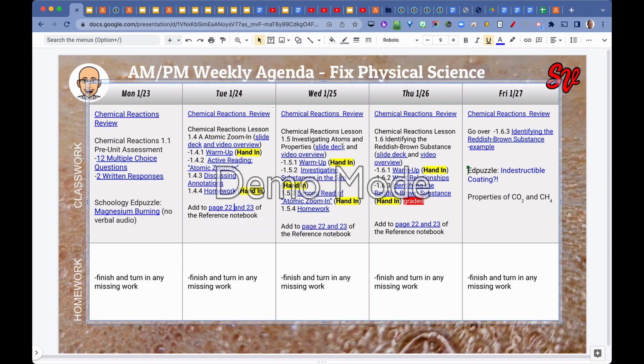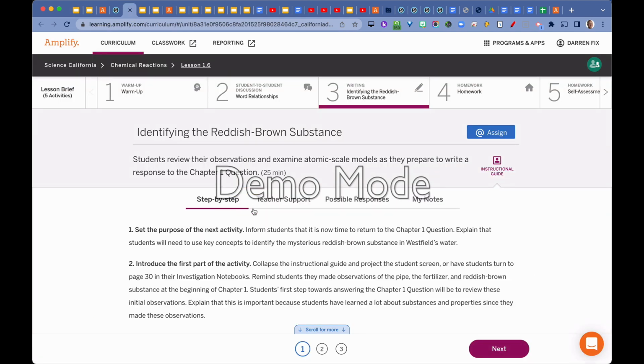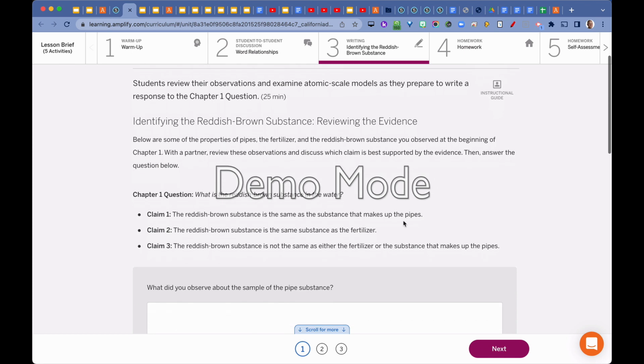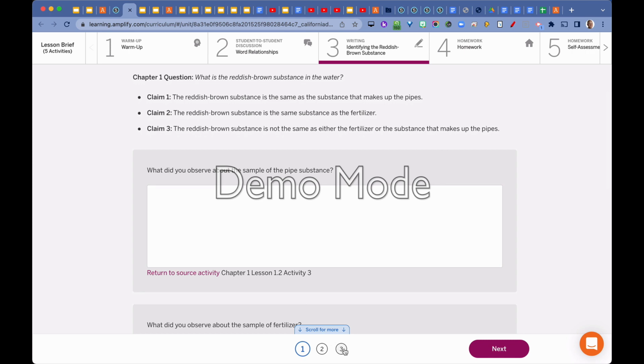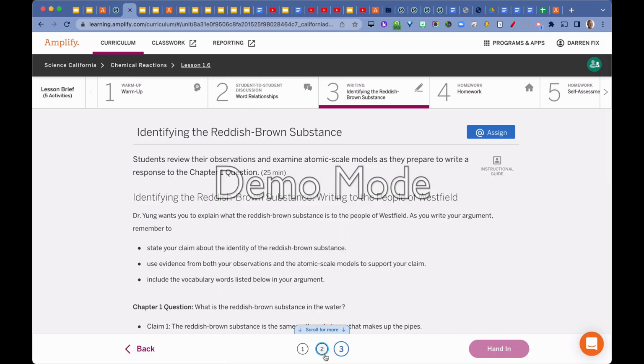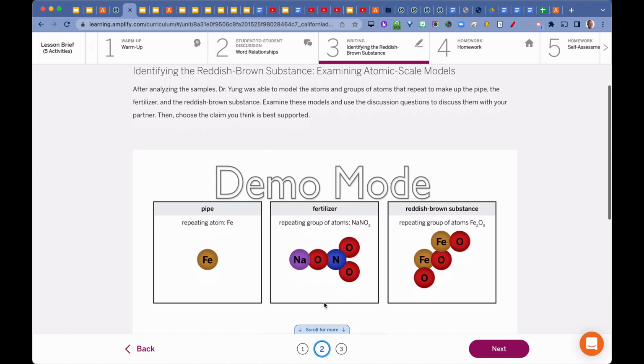And so that leads us to Thursday, 1.6, which we had to identify the reddish brown substance. And so what they did for that was they had to decide which claim is best supported by the evidence, and the evidence had to be macro scale evidence and, sorry, not micro scale, but atomic level evidence.